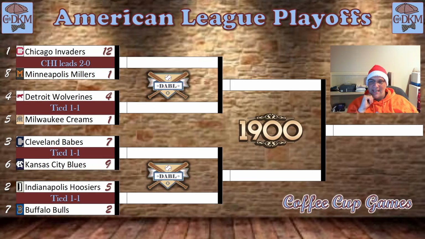And finally, the Indianapolis Hoosiers, desperately needing to bounce back after the huge disappointing Game 1 result. And the Hoosiers did so by winning 5-2 and knotting the series at 1 apiece.